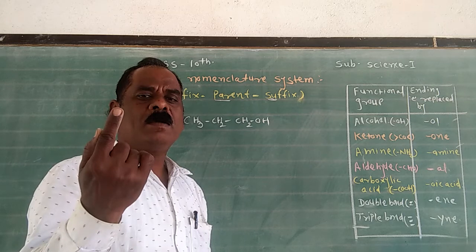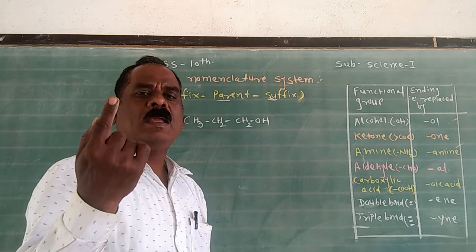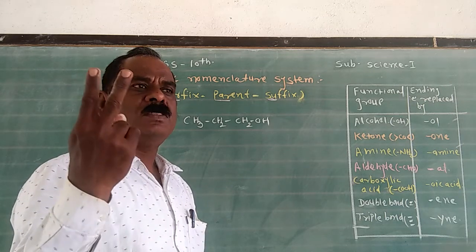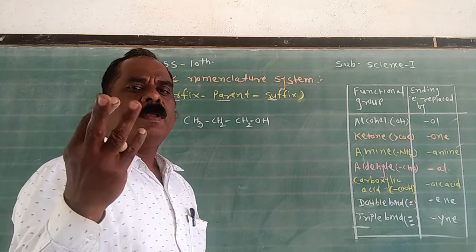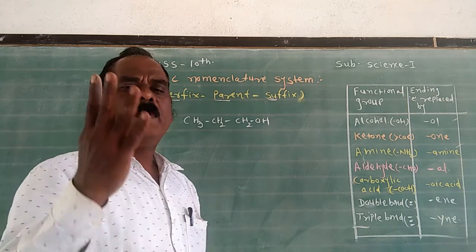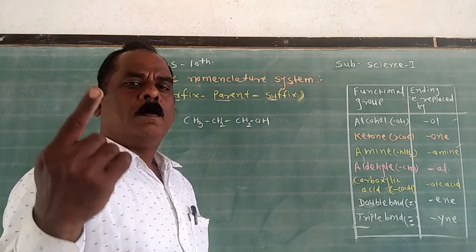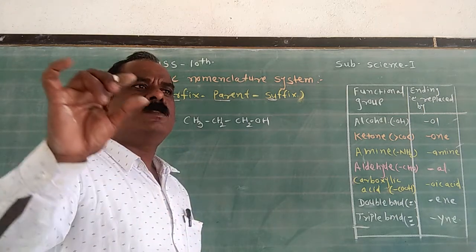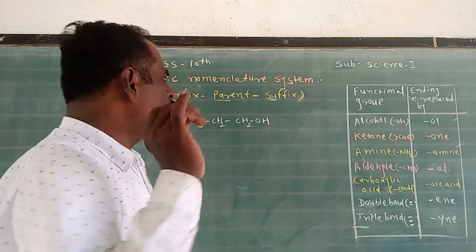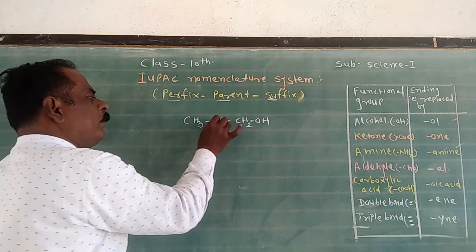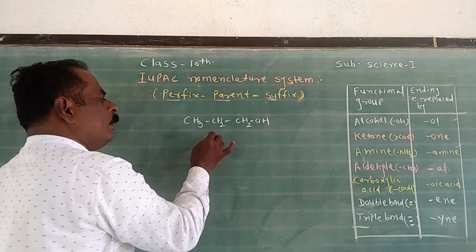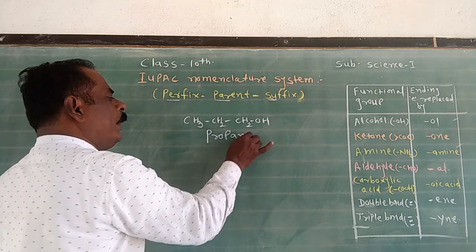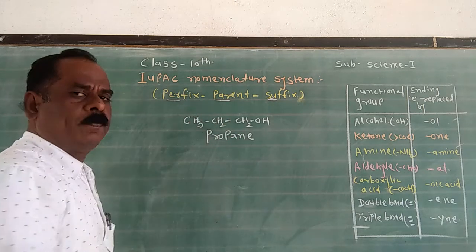If one carbon atom is present, the name of the alkane is methane. If two carbon atoms, ethane. Three carbon atoms, propane. Four carbon atoms, butane. If it contains five carbon atoms, the name of the alkane is pentane, and so on. Count here the number of carbon atoms present: 1, 2, 3. The name of the parent chain is propane. This is the first step.